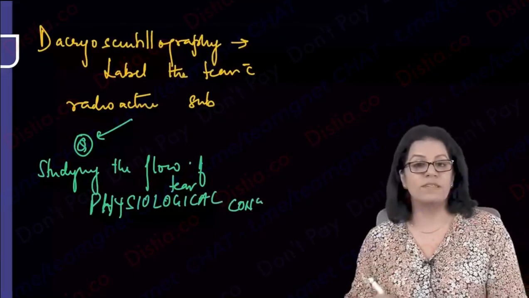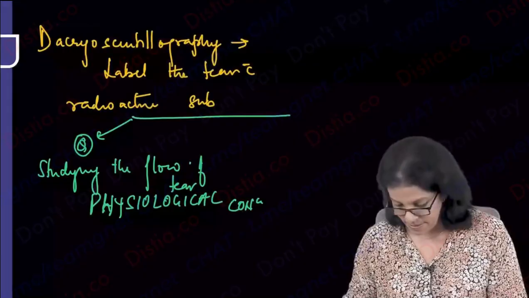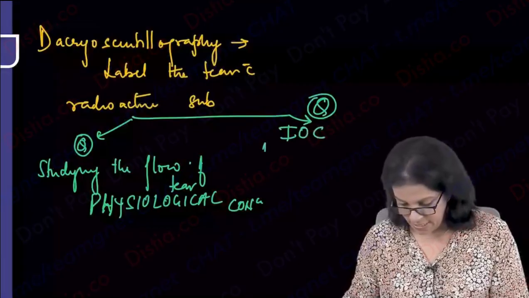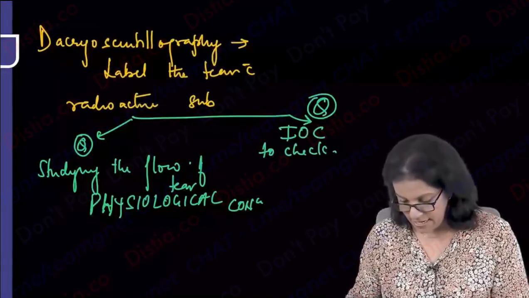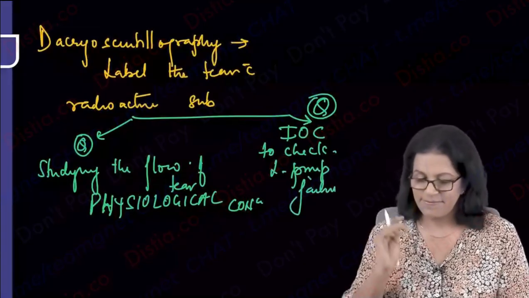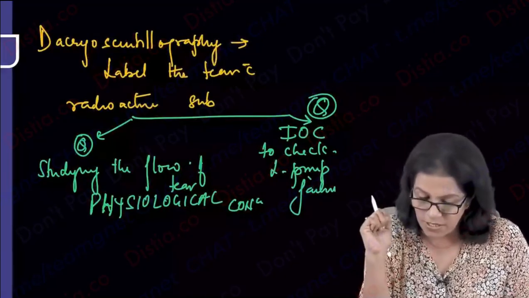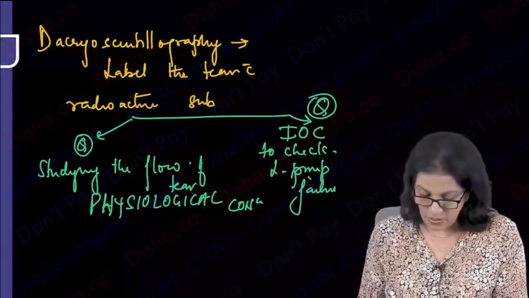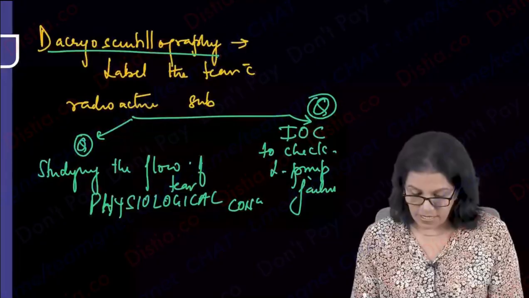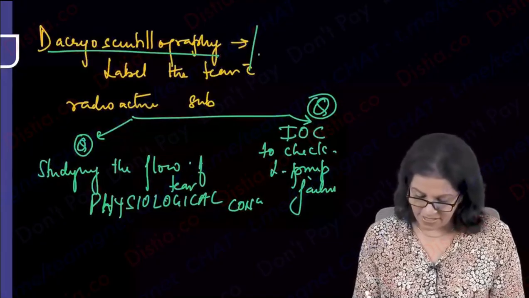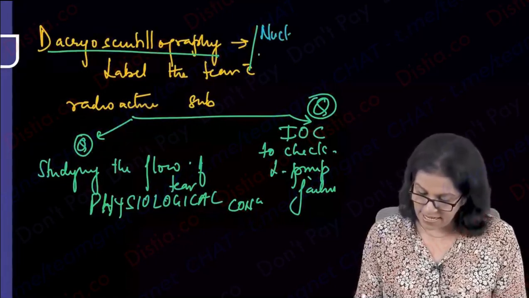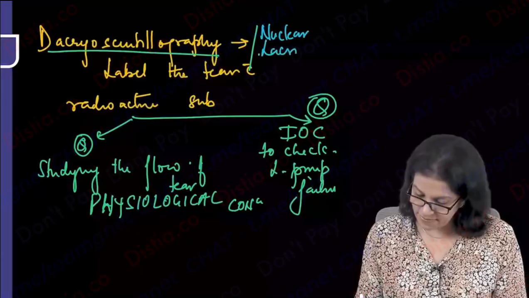Second thing that you have to know is, this is the investigation of choice to check for lacrimal pump failure, or functional obstruction. Okay? So that is your dacryoscintigraphy. We can also call it nuclear lacrimal scintigraphy. So another name you can call it is nuclear lacrimal scintigraphy.